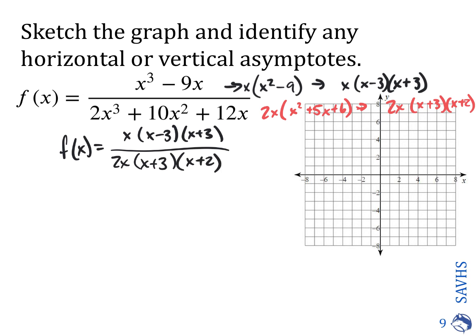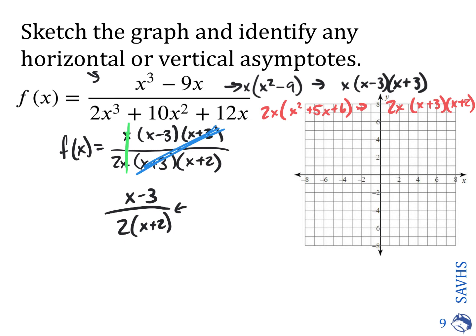So what cancels here? Well, I have these x plus 3's that cancel. I have this x that cancels. And now I'm left with x minus 3 over 2x plus 2. This is what I would put in my graphing calculator to see what it looks like. You could start up here too and put all of that in there. It's just a little easier to do it after you've done some algebra.